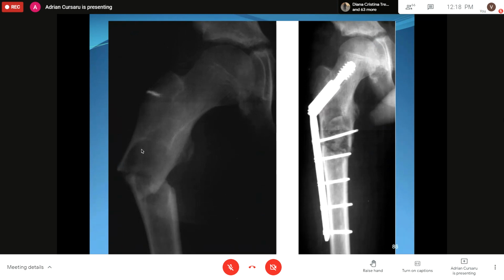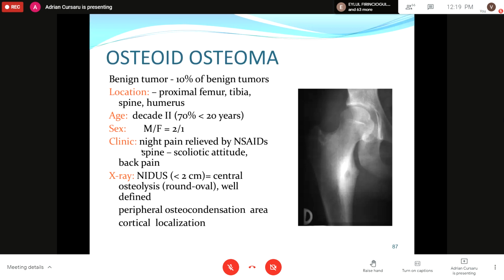That's another example of osteosynthesis after a bone cyst, where a fracture appeared on the femur because of the abnormal bone. Other frequent tumors are represented by osteoid osteoma, which is less than 10% of all benign tumors. It doesn't have a very specific localization, it could be anywhere, but in most cases it appears in the second decade of life.